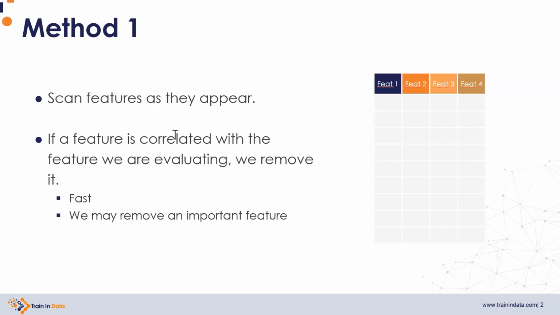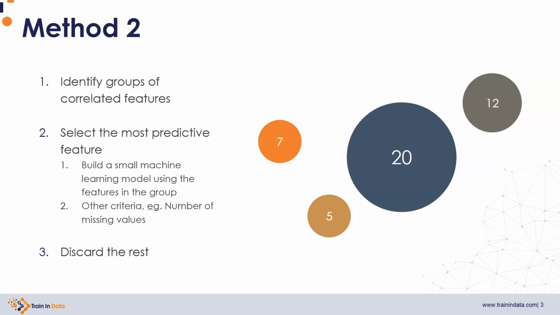The disadvantage is that we may remove a feature that perhaps has a bigger predictive power than the one that appeared first in the data frame. Let's imagine that feature 1 is correlated with feature 2 and 3. This brute force approach will remove features 2 and 3, but maybe feature 2 is better to predict the target than feature 1, and this method will not be able to capture this. The second method overcomes this limitation by doing the following.